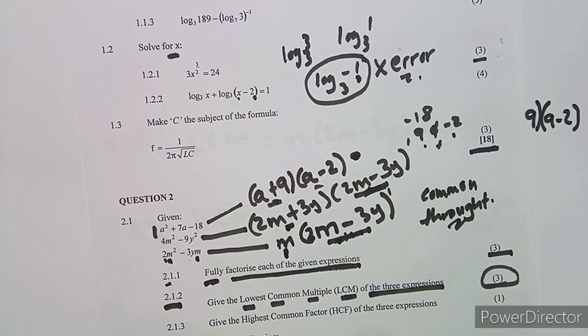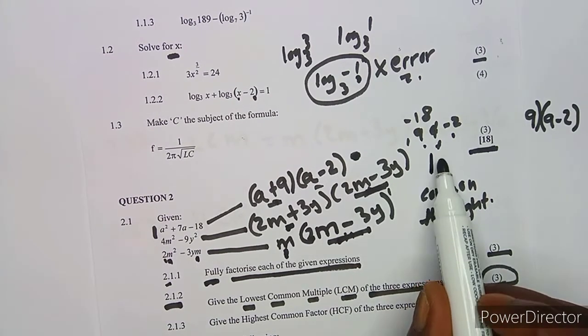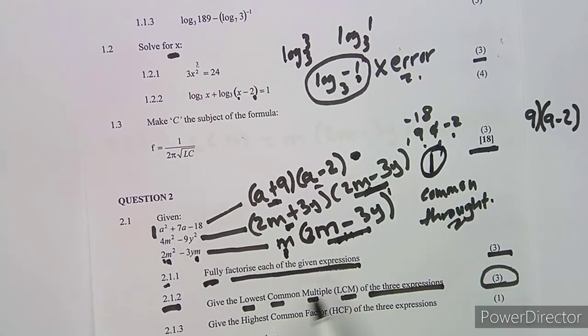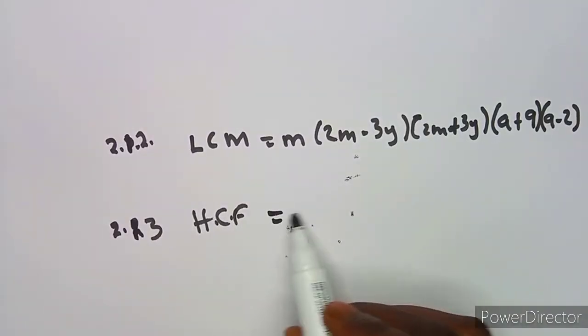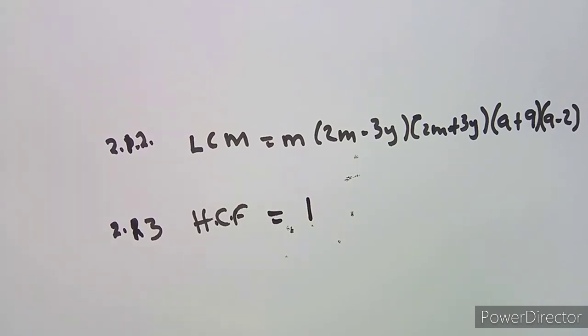So what is then our highest common factor? Our highest common factor is going to be 1. 1 is common throughout, even like that. So your HCF is just going to be a 1, not a 0. No, 1 is the highest common factor.